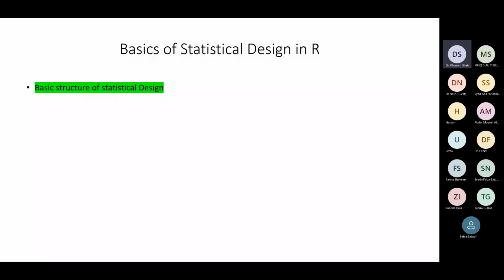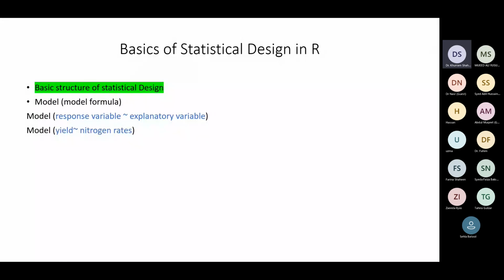Okay, the basic structure of statistical design. We deal with models and the model formula. What statistical model we are using, and then in brackets you write the model formula in R. What model you are going to use and what the model formula is in R. The model formula looks like this: response variable, then a tilde sign, then explanatory variables. So you have to write the response variable, then the explanatory variables. That's an example.